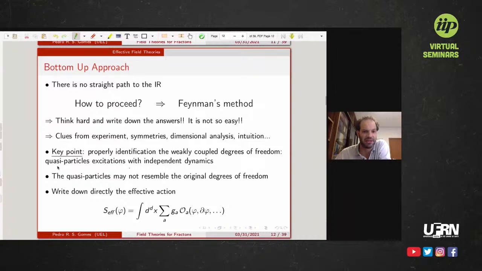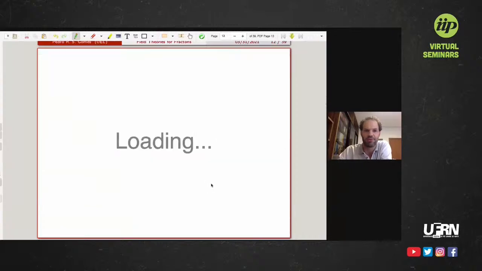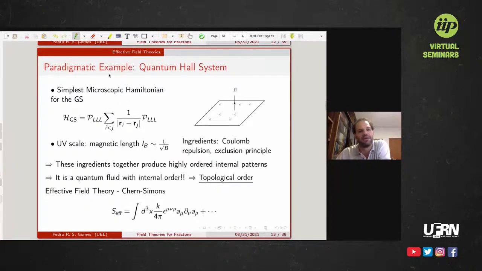So in general, these are quasi-particle excitations with independent dynamics. In many cases, the quasi-particles may not resemble the original degrees of freedom. And in this case, we write down the effective action without having in hand the ultraviolet theory. Right, so this is the form, again, given in terms of a local expansion, but now it is not directly connected with the UV theory. I will provide an example of this case.